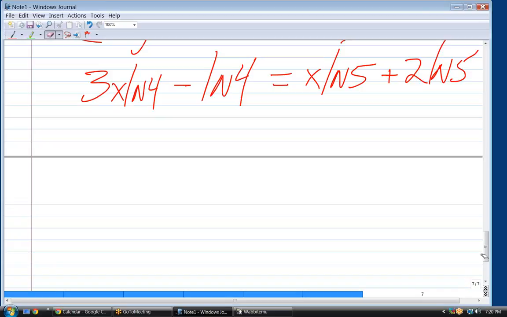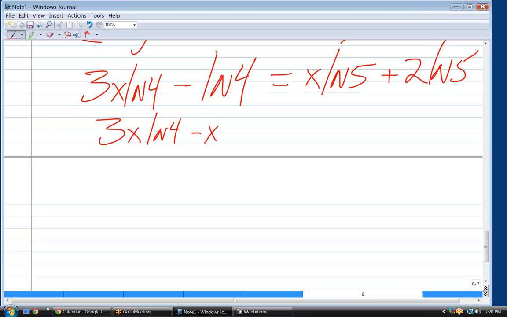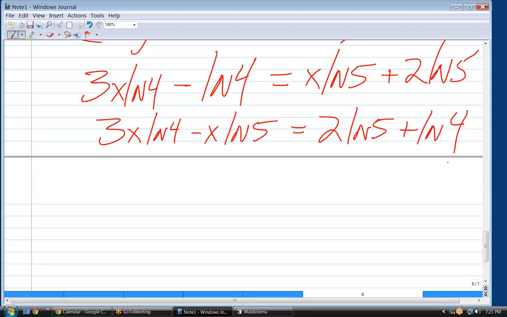Add like terms. Yeah, so let's take this x natural log of 5, subtract it from both sides. That's going to give me 3x natural log of 4 minus x natural log of 5. And let's take this number and put it on the other side. So now we have 2 natural log of 5 minus natural log of 4. Are you with me? In other words, what we've done is put everything that has an x in it on the left side and everything that has just numbers on the right side.